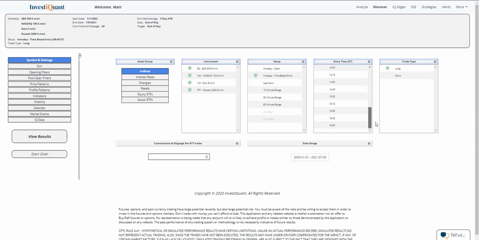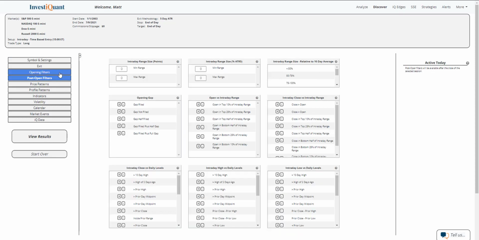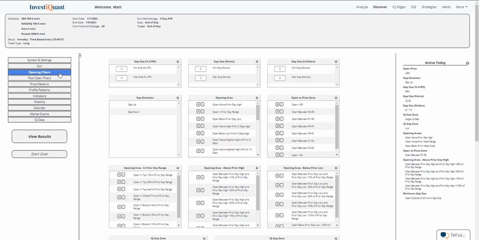I'm going to make this a time-based entry that gets long at 3 p.m. Eastern Time and exits at 4:15 p.m. Eastern Time. Now for this study, we're going to use two simple filters and then put it at the end of the week in a bull market. So let me do this. In the opening filters, I'm going to say that we did not open above the highest high of the past 10 sessions. And you'll see why that's important here in just a second.